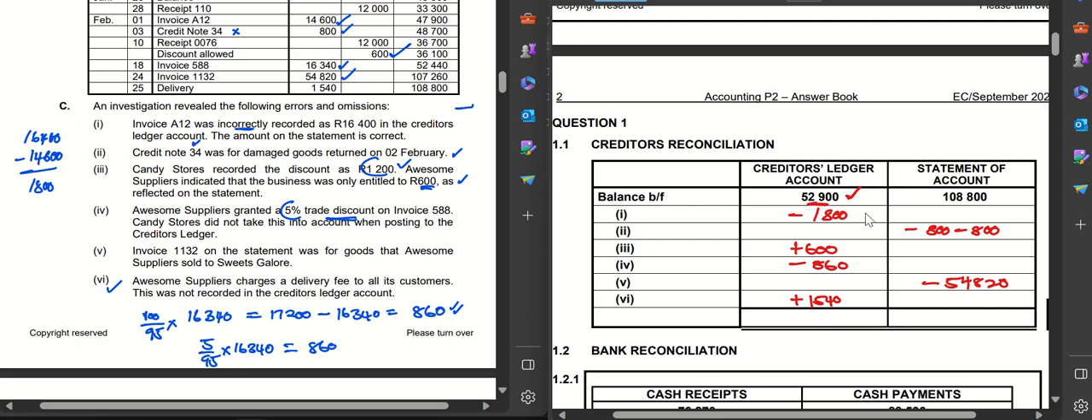So it's 52.9 minus 1.8 plus 600 minus 860 plus 1,540, and it gives you 52,380. Then we come here, 108,800 minus 800 minus 800 minus 54,820. That gives you 52,380. Okay, this brings us to the end of this question.